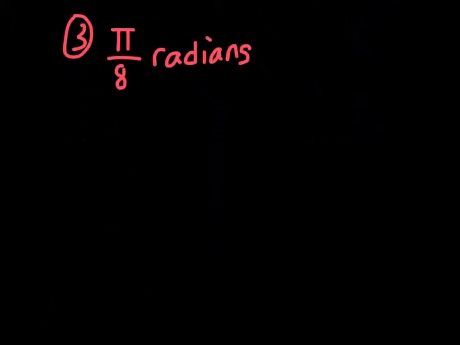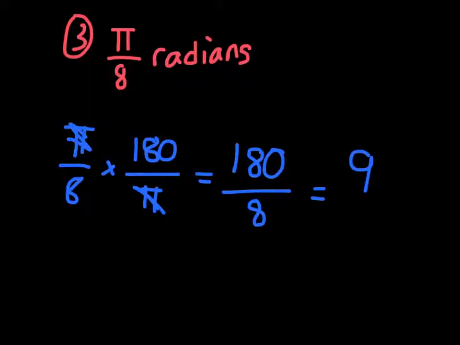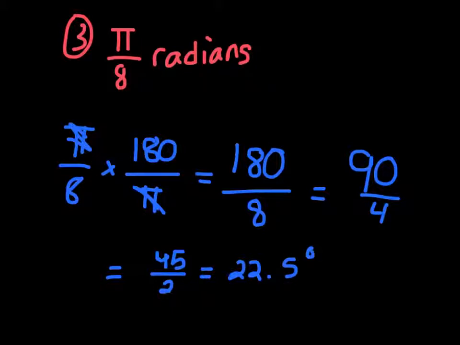Now let's go to pi over 8 radians. So we have pi over 8 radians, and want to go to degrees. So 180 over pi. The pi's cancel. That leaves us with 180 over 8. That simplifies to 90 over 4, which simplifies to 45 over 2, and that simplifies to 22.5 degrees. Now I think we've mastered the concept of going from radians to degrees.